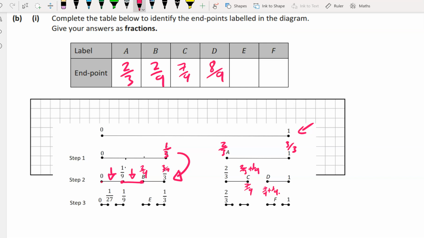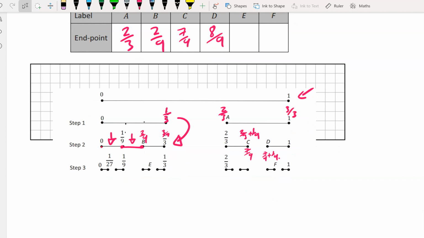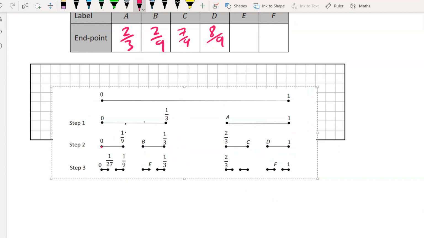Okay, now we're moving down to the bottom section. So we can see that our gap here from 0 to 1 is a 27th. So everything on this line, all the gaps are 27ths. So this is a 27th, this is a 27th, this is a 27th. Like this is 3 27ths, which we can see is a 9th. So either way, all the gaps here are 27ths.